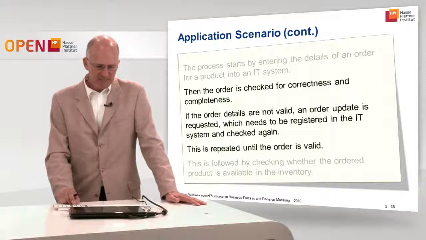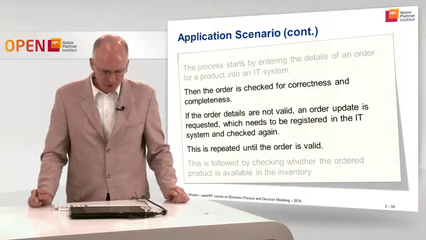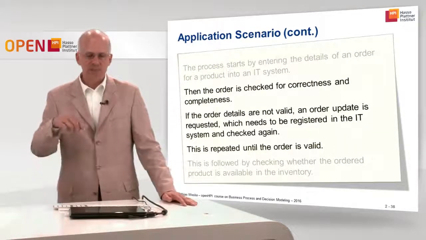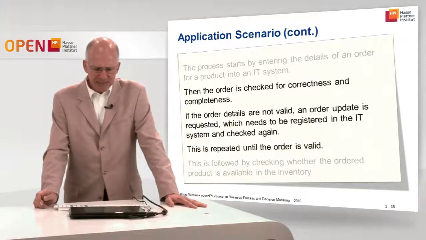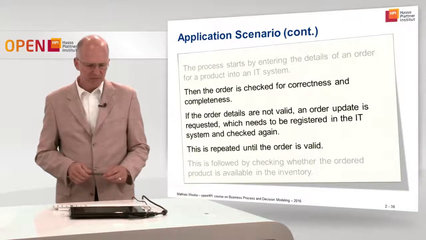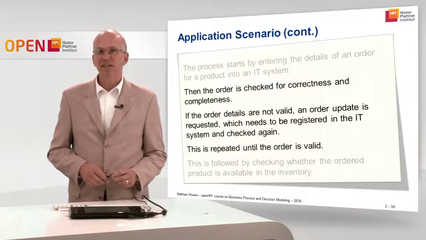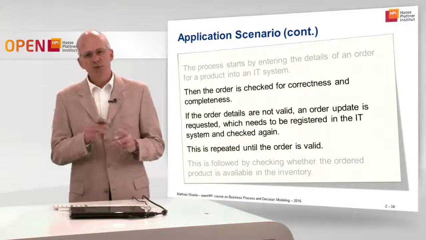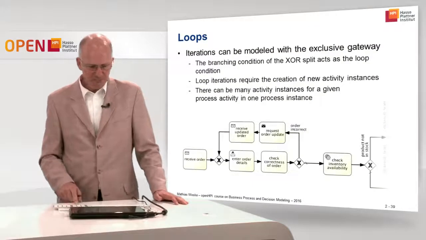All right, let's continue with the application scenario. The order is checked for correctness and completeness after it has been registered in the system. If the order details are not valid, an order update is requested, which needs to be registered in the IT system as well and checked again. And this is repeated until the order is valid. So by reading this, we have the feeling that we now talk about repetitive behavior, about loops in process models.